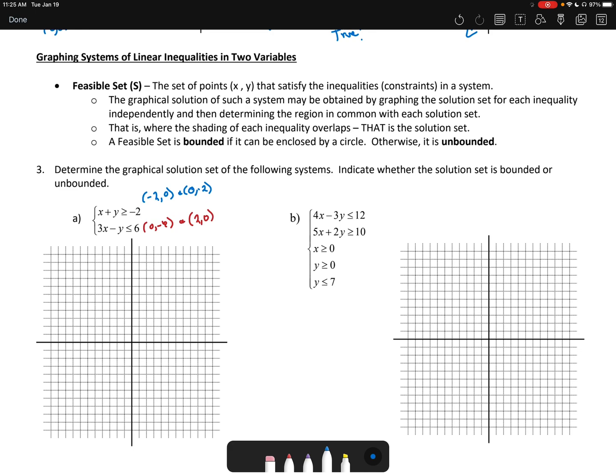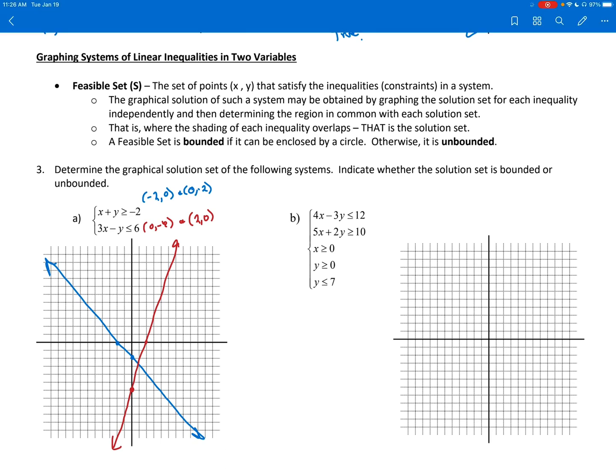Okay, so I'm going to just get these back on my graphs. So I had the -2 and the solid line. And then the other one we had these two points and another solid line. Using colored pencils or something like that can really be helpful when you're doing these systems because you can really see that overlap happen.